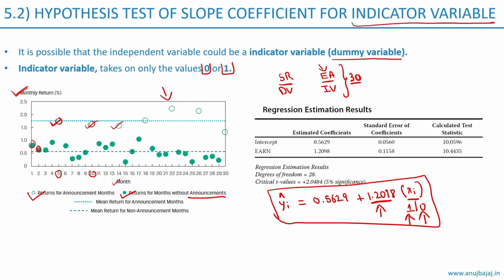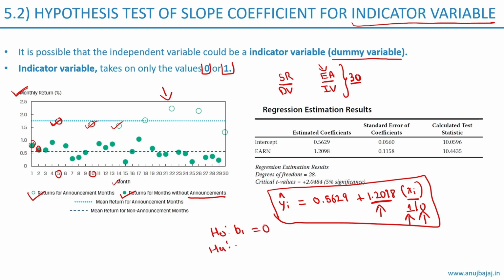So we want to conduct a hypothesis test on the population slope coefficient of the indicator variable. We want to know whether actually any relationship exists between the indicator variable and the dependent variable or not. So the null hypothesis is the population slope coefficient equals 0.